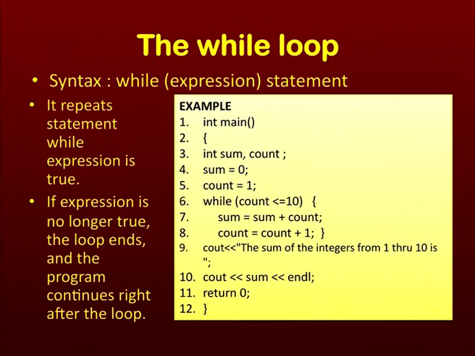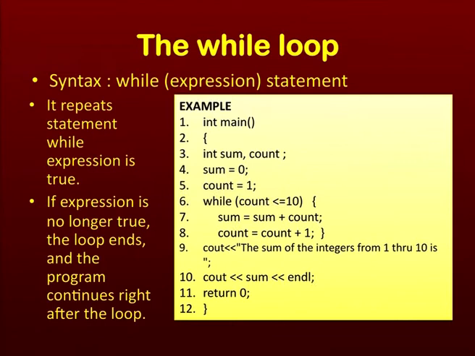The example, while I am concentrating on the 6th statement, while count is less than 10, its initialization is 1, sum is equal to sum plus count, count is equal to count plus 1. These are 2 statements to make the block, and afterwards cout is there. Statement 9 will be executed when the count value is not less than or equal to 10.